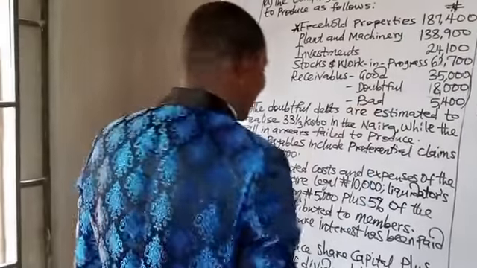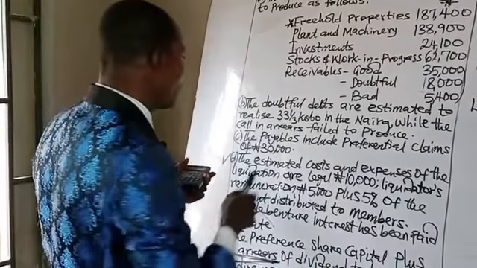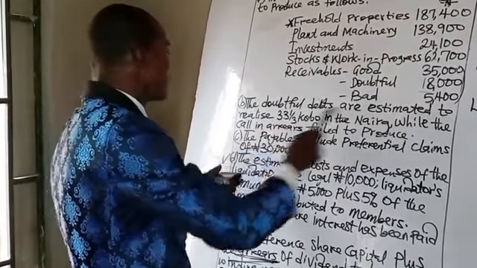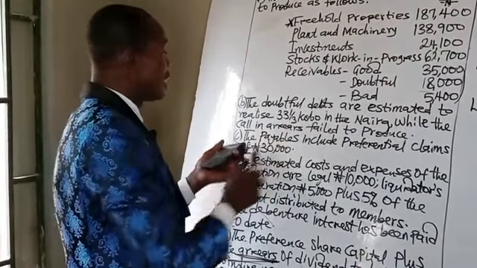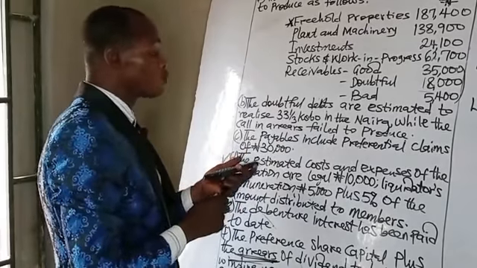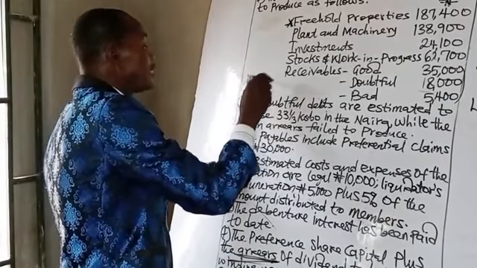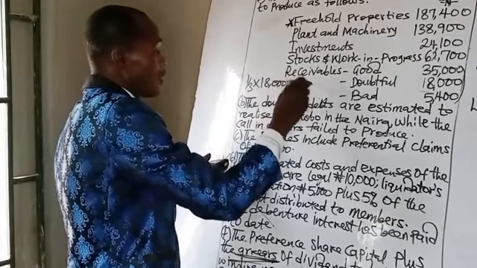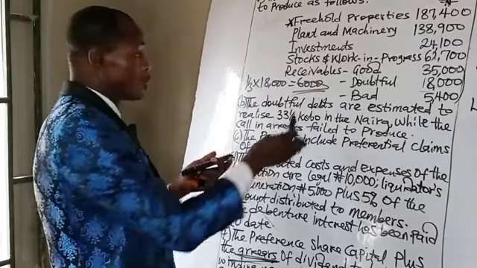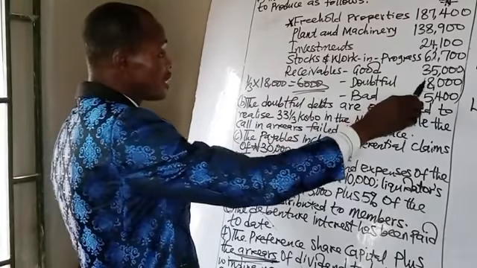Now, how much of this actually become bad? Remember, you were told that the doubtful debts are estimated to realize 33 1/3%. And we've converted this to a fraction the other time, and we got 1/3. We calculated 1/3 of 18,000 and we got 6,000 from our statement of affairs. So the good one from your doubtful debts is 6,000.